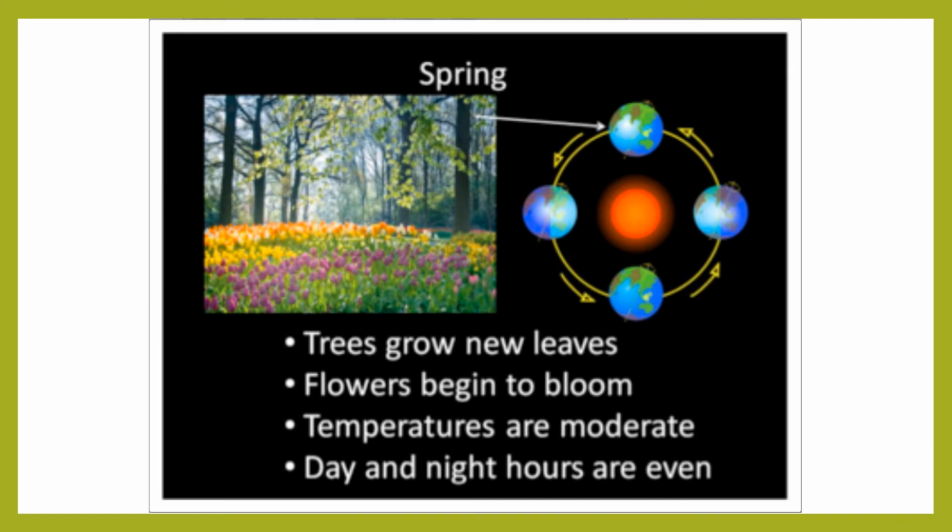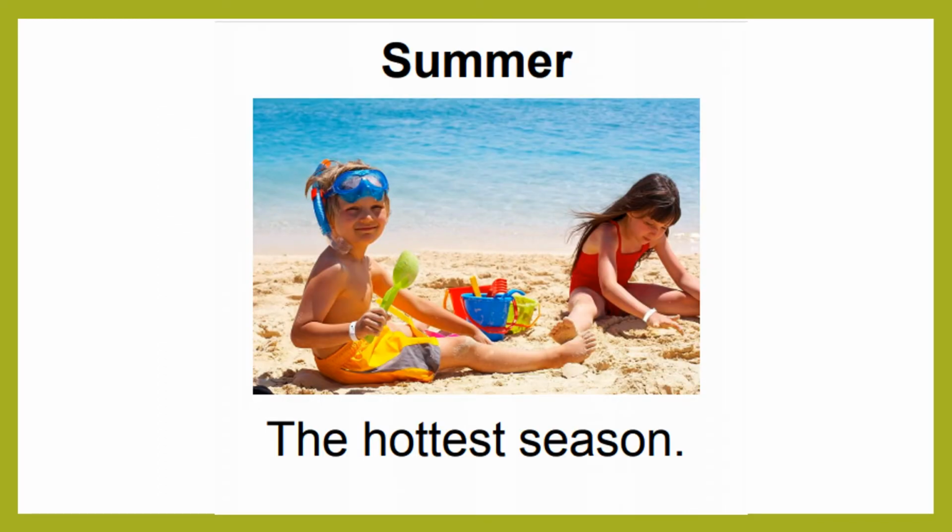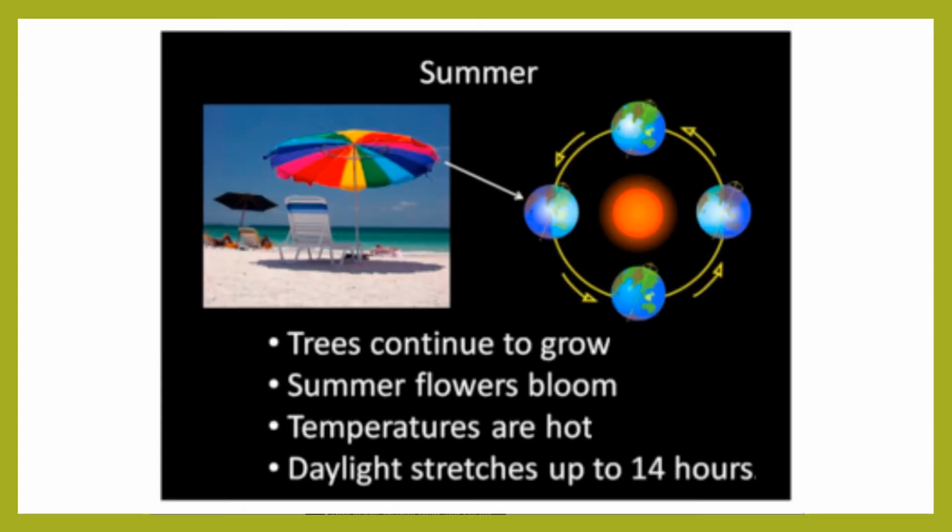With equal hours of day and night and moderate temperature, spring also brings rain. Summer is the hottest season. Summer brings hot temperatures, more flowers, and long daytime hours. With the northern hemisphere tipped toward the sun, intense rays heat up the atmosphere. The sun's path through the daytime sky is much higher and therefore takes longer before setting.